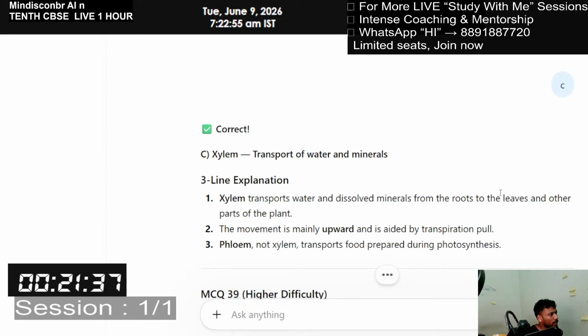Xylem transports water and dissolved minerals from the roots to the leaves and the other parts of the plant. The movement is mainly upward and is aided by transpiration pull. Phloem, not xylem, transports food prepared during photosynthesis.